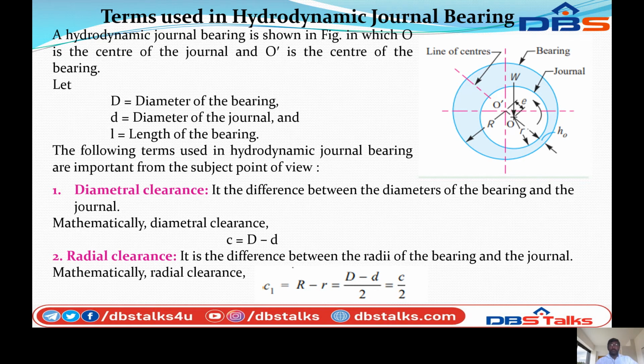The figure shows the bearing and the journal. It has two centers, and this is the line of centers between the two centers. Capital R is the radius of the bearing, and small r is the radius of the journal. O is the center of the journal and O dash is the center of the bearing. Let capital D be the diameter of the bearing, small d the diameter of the journal, and L the length of the bearing.